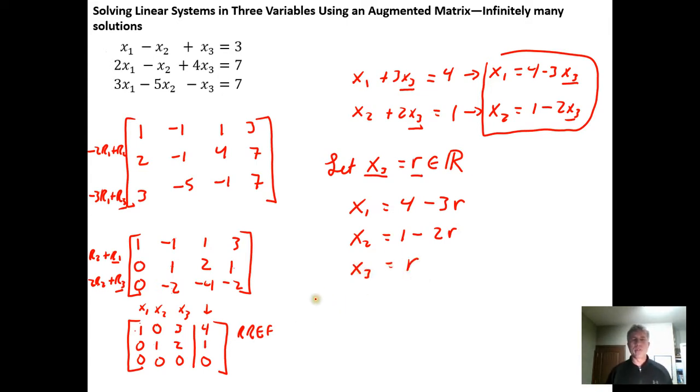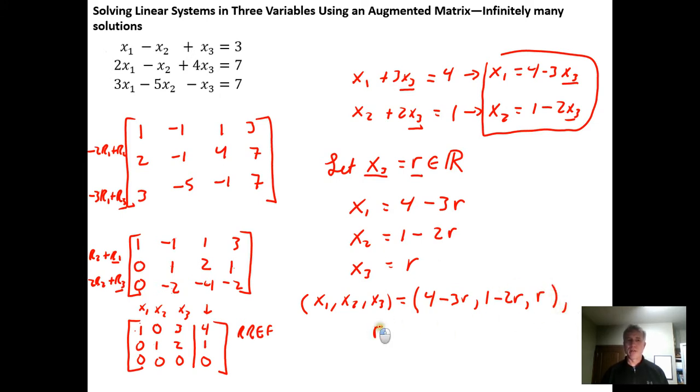So as an ordered 3-tuple, if we have the ordered triple x sub 1, x sub 2, x sub 3, what we see is that we've parameterized this ordered triple in terms of a single variable r. So x sub 1 is 4 minus 3r, x sub 2 is 1 minus 2r, and x sub 3 is just r, where r is any real number that you wish.